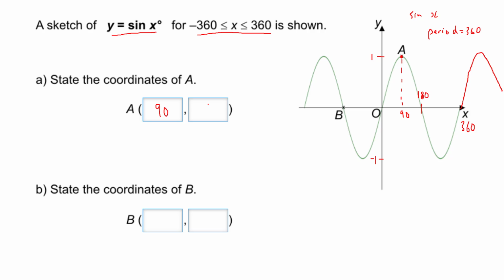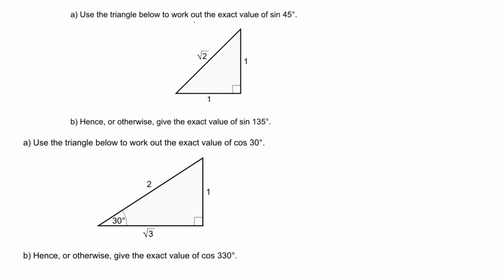So you can see how easy it is to answer this exam question if you can remember the graph or some key facts of the graph. Now state the coordinates of B. Well, if you know that's minus 360, then that must be minus 180, and you can see the y value is 0, so that answer is minus 180 and 0. That's quite easily done.